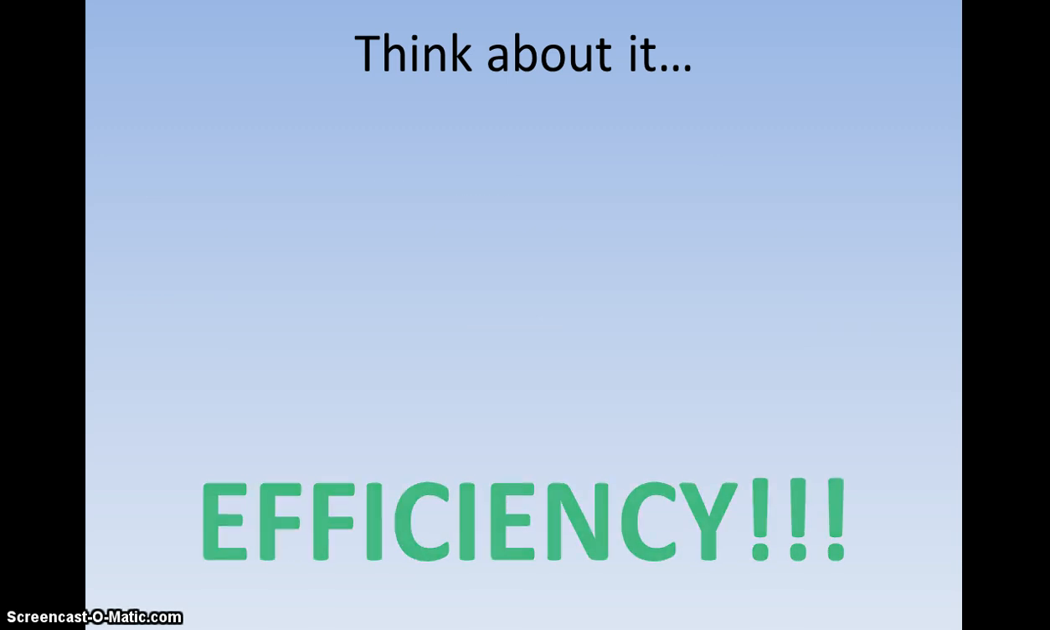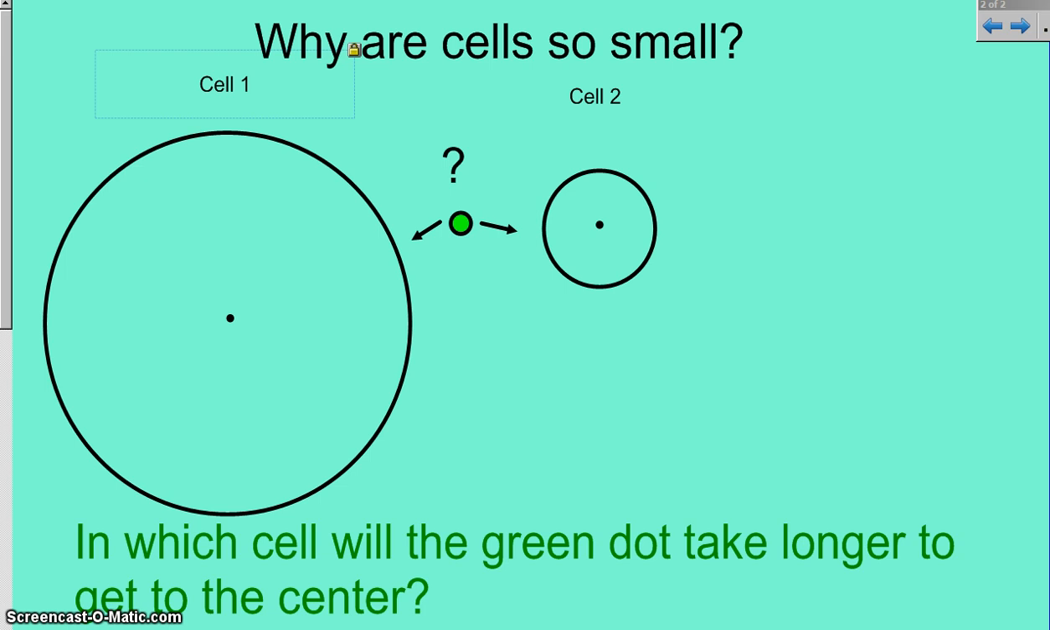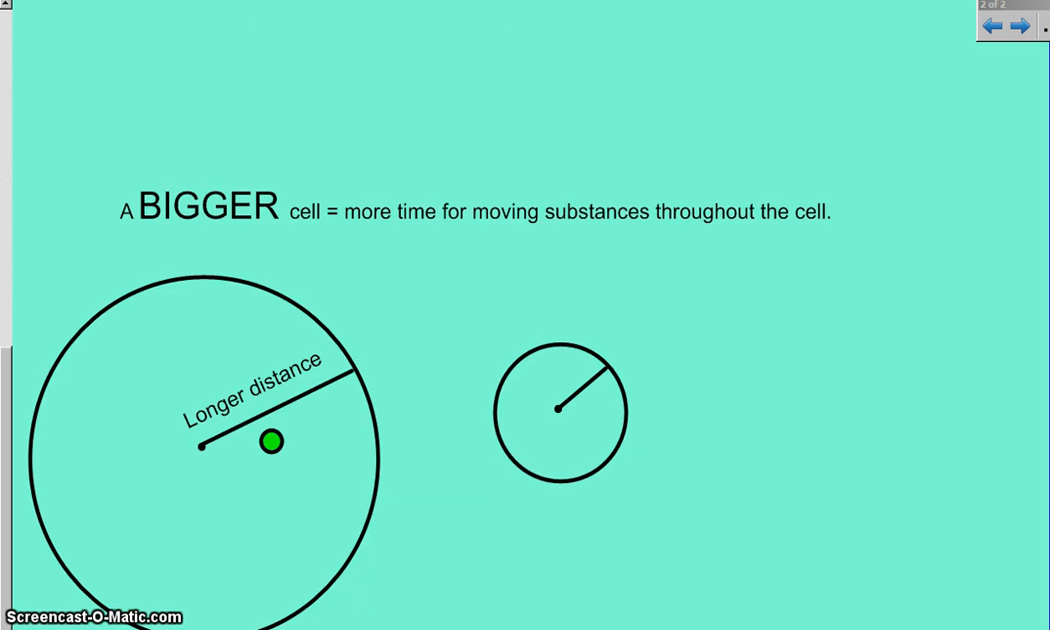It's all about efficiency. So to answer this question, let's take a look at the diagram. On the left, we have a cell that is much larger than the cell that's on the right. In which cell will the green dot, which represents some kind of a molecule that that cell needs, take longer to get to the center of the cell? Well, obviously, a bigger cell is going to take more time for substances to move throughout the cell. So the cell on the left will take longer for that molecule to get to its center than the one on the right.